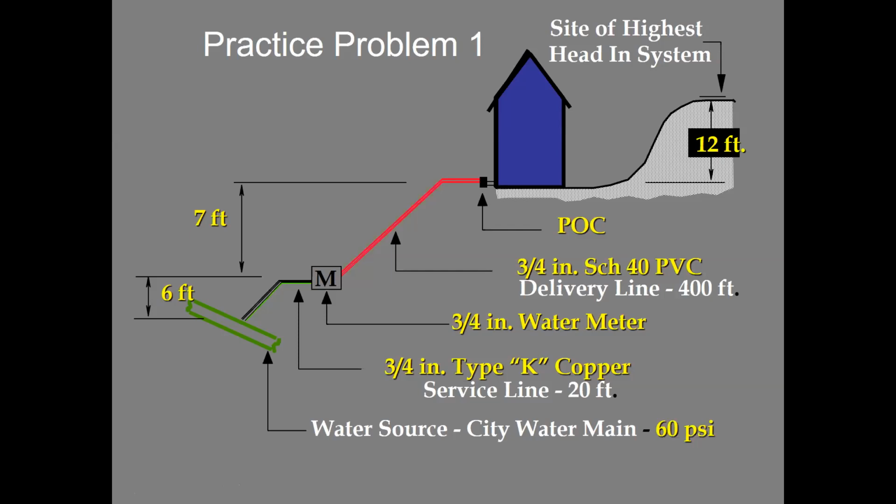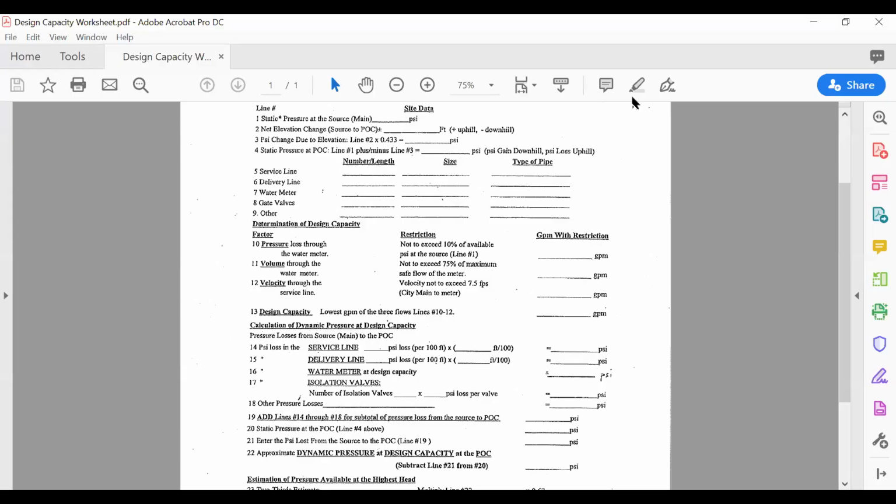So now we need to look at the determination of the design capacity. Let me jump to our sheet. I can see how good I am at writing something here. That's not really going to work. Let me just draw.